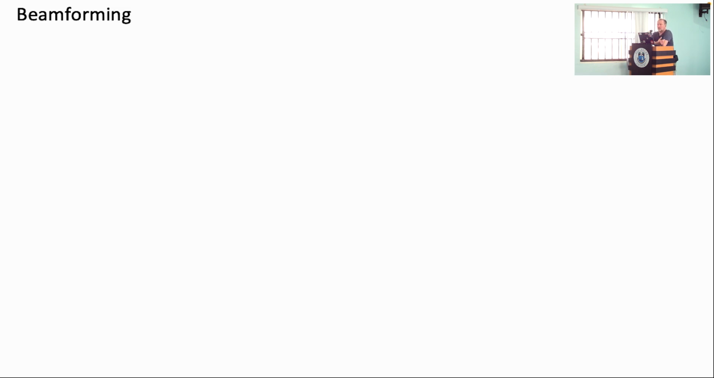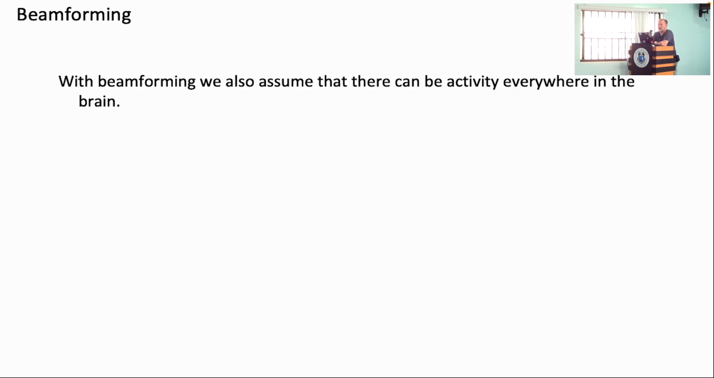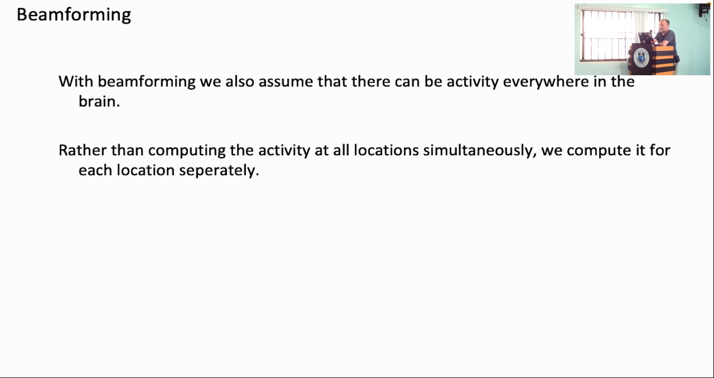So with distributed source modeling, the source is really distributed throughout the whole brain, and the method that we use to estimate it is by estimating the activity at all the locations simultaneously. With beamforming, we're also assuming that there can be activity everywhere in the brain, but rather than computing the activity at all locations simultaneously, we compute it for each location separately.